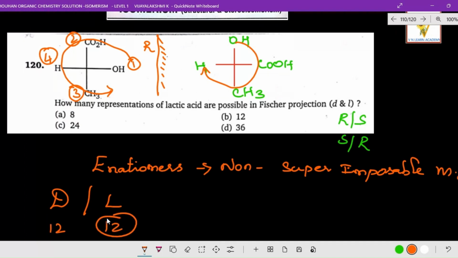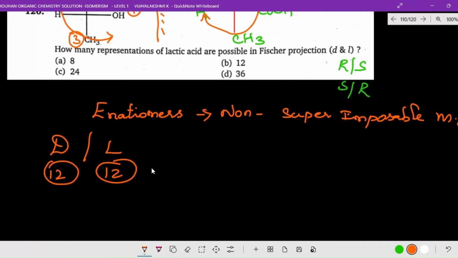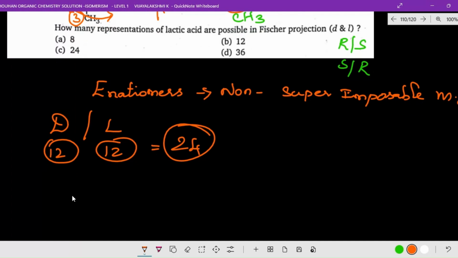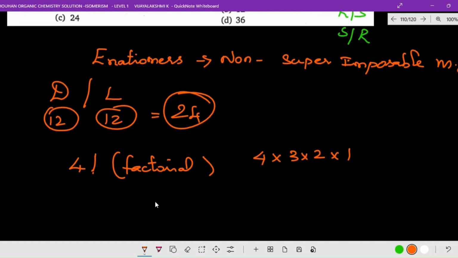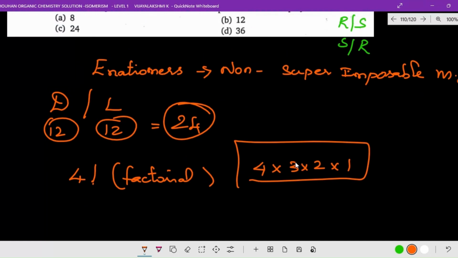Here 12, here 12, you will get it. How do we identify this 12 plus 12? Here you will get 24 isomers possible. Now how do we identify it in a practical way? That means 4 factorial, which is 4 into 3 into 2 into 1. Why do we go this way? The chiral carbon is connected with 4 different groups: the hydroxyl group, the methyl group, the carboxylic group, and hydrogen. So there are 4 different groups attached, and according to the priority order 1, 2, 3, 4, 4 into 3 into 2 into 1 is 24. So 24 isomers are possible.